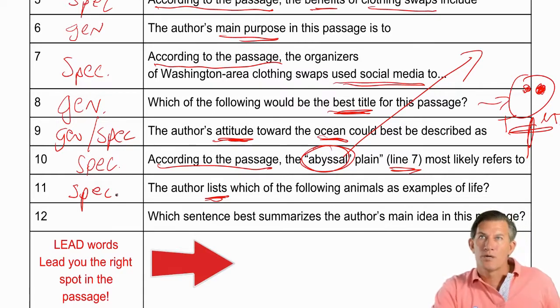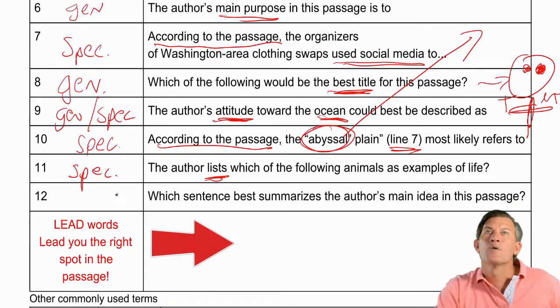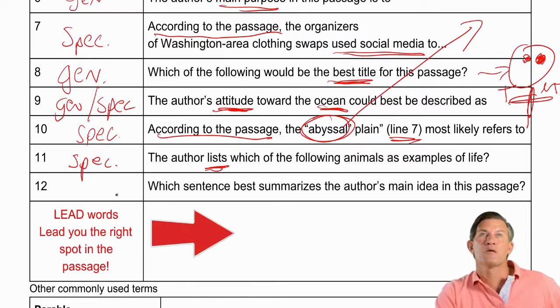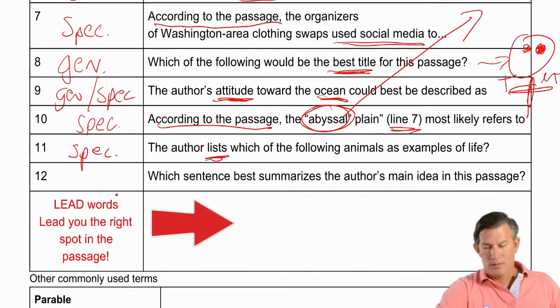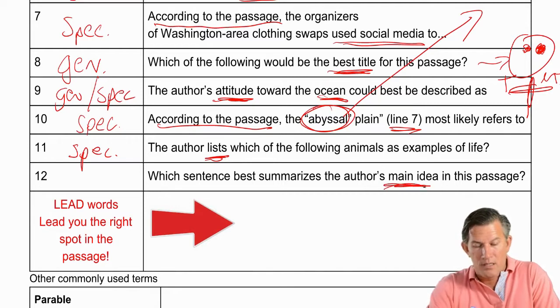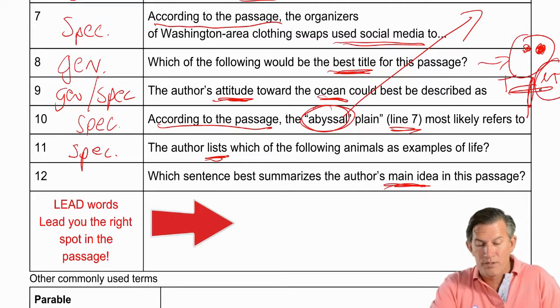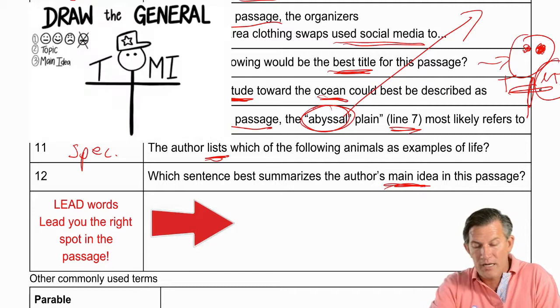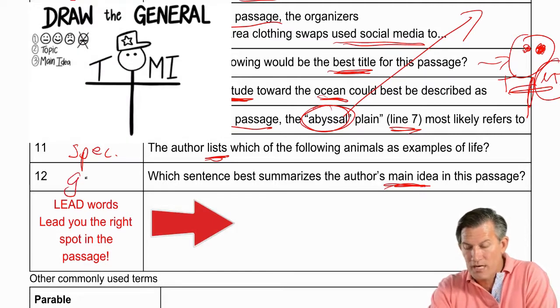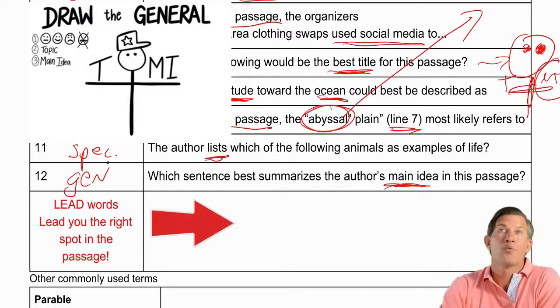Okay? So, which sentence best summarizes? Okay, well, you've got to find this, but compare it to your main idea. Okay, you've got to find it. And, well, you probably don't even need to go find it, because if you read your main idea from your general, just compare the answer choices to that and do your process elimination. So this is actually a general one. Okay, I hope you did well with that.